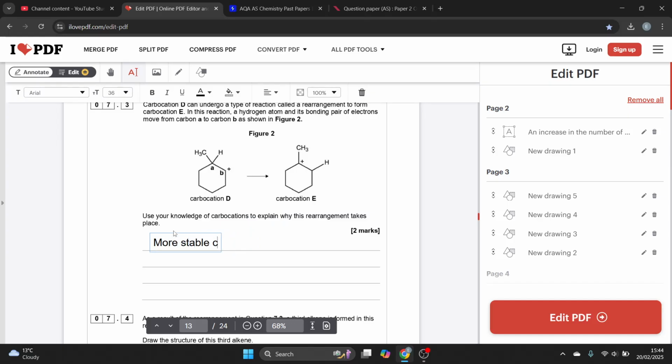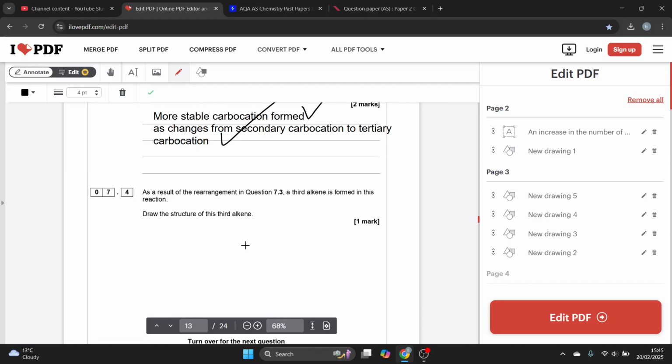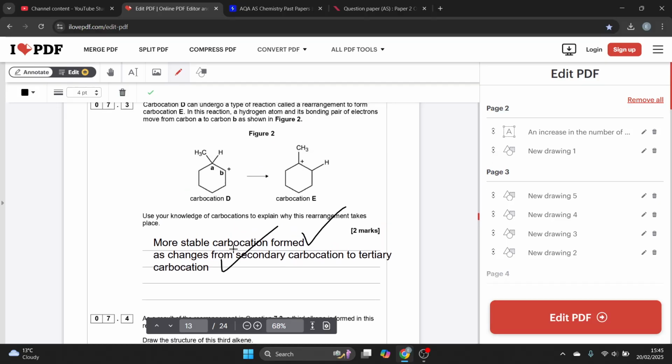A more stable carbocation is formed as it changes from, well, that looks like a secondary carbocation to a tertiary carbocation. More stable carbocation formed, changing from secondary carbocation to tertiary carbocation. As a result of rearrangement in question 7.3, a third alkene is formed. Draw the structure of this third alkene. With rearrangement in question 7.3, a third alkene can be formed.